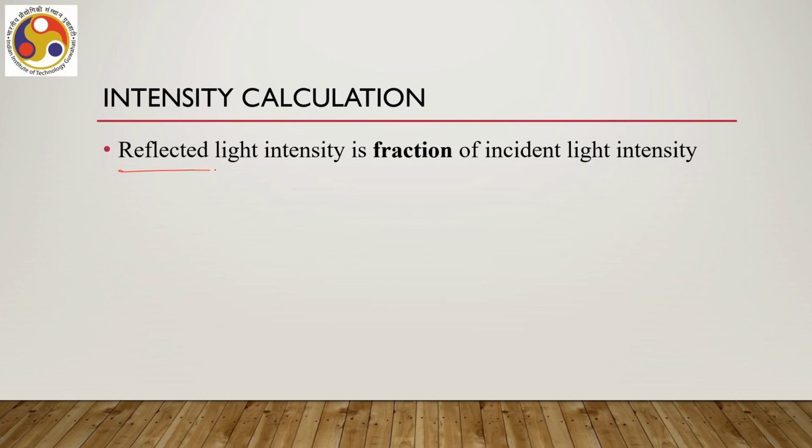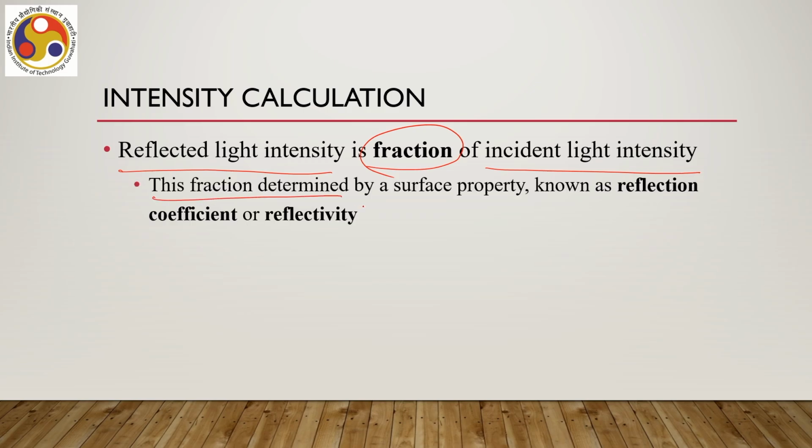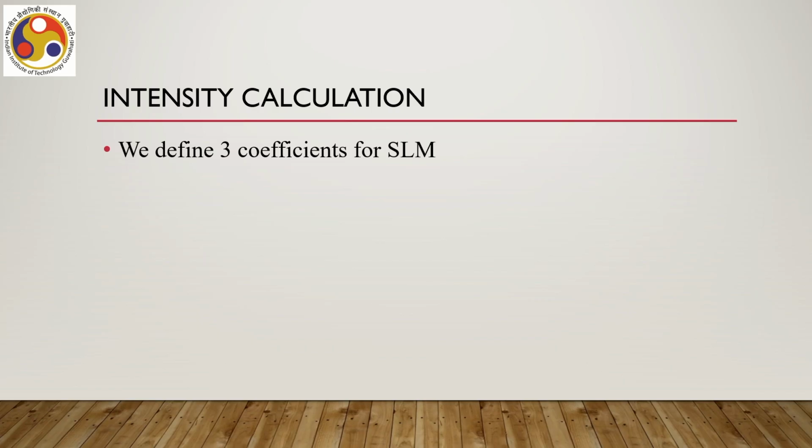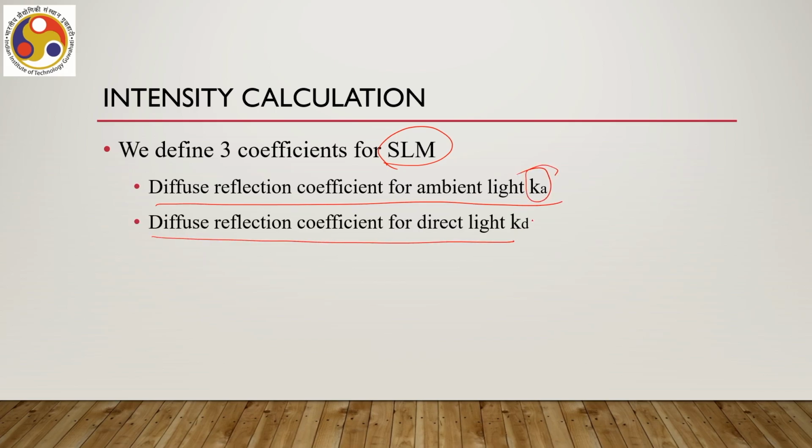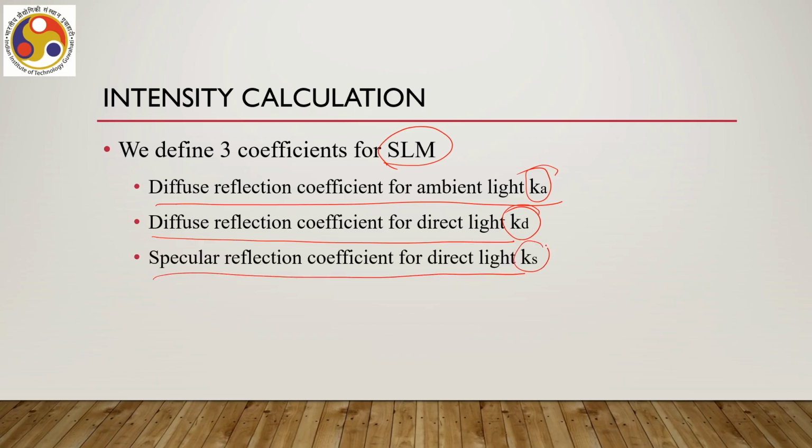Now, the reflected light intensity is a fraction of the incident light intensity. Whatever falls, a fraction of it gets reflected and comes to the viewer's eye. Now, this fraction is determined by a surface property known as reflection coefficient or reflectivity. We define three coefficients for the simple lighting model corresponding to three types of incident lights: ambient reflection coefficient for ambient light Ka, diffuse reflection coefficient for direct light Kd, and specular reflection coefficient for direct light Ks.